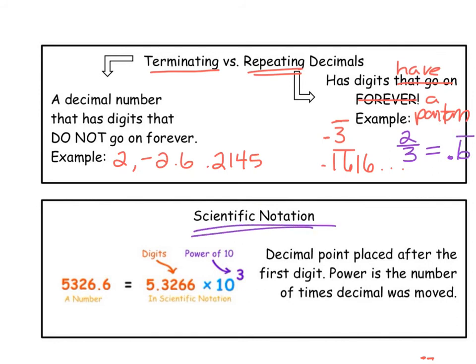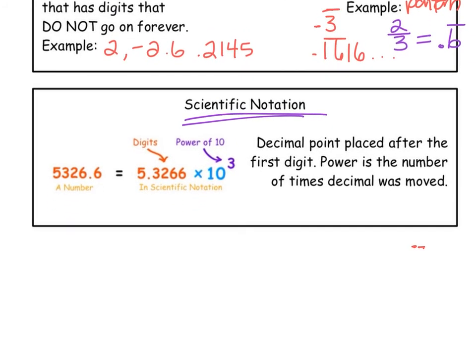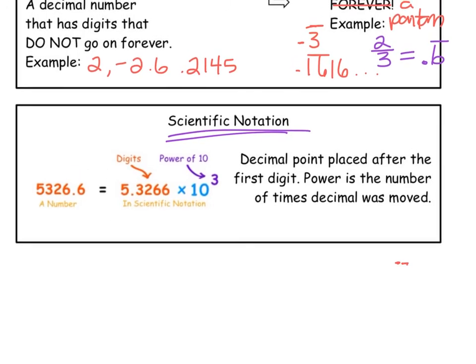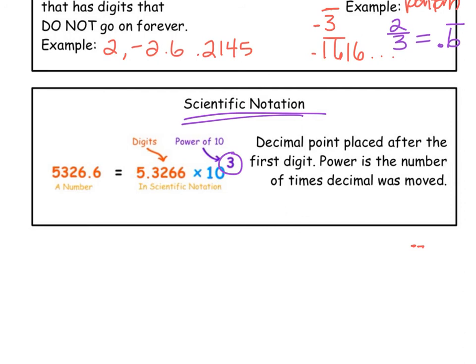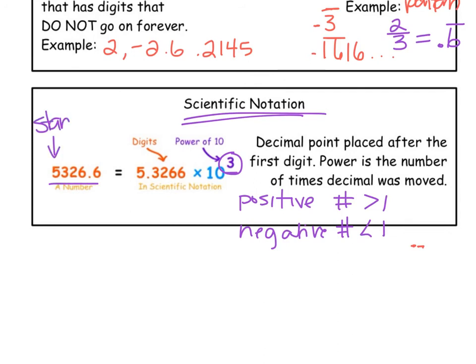And last but not least, scientific notation. So a couple of things about scientific notation. If this number right here is positive, that means our number is going to be bigger than 1. If that exponent is negative, that means our number is going to be less than 1. So we have a positive exponent. This number is bigger than 1. This is called standard form. And when we have our digits times the power of 10, then we call that scientific notation.